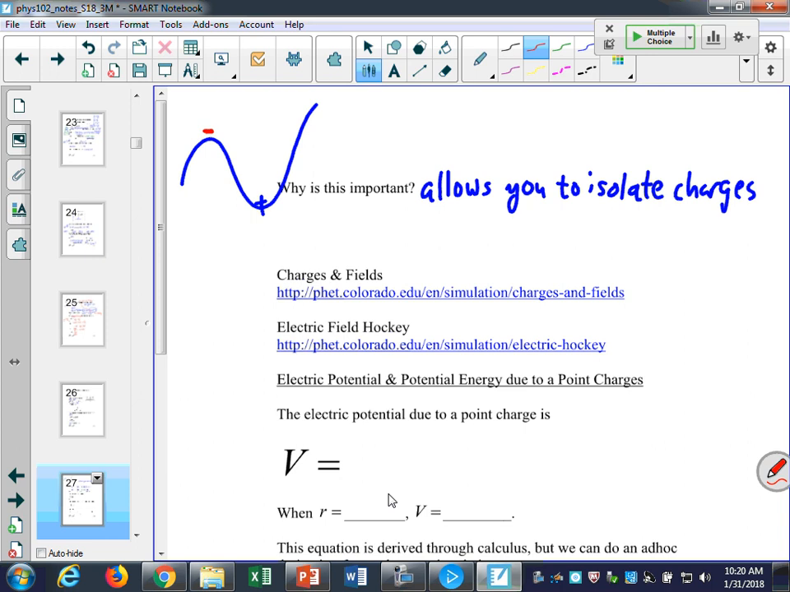Did I get that right? Positive charges move from high to low potential. So this one's already at a low potential. It can't go any lower. And negative charges move from low to high potential. It can't go any higher.